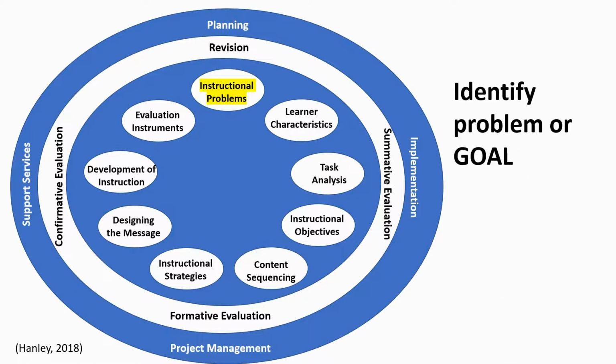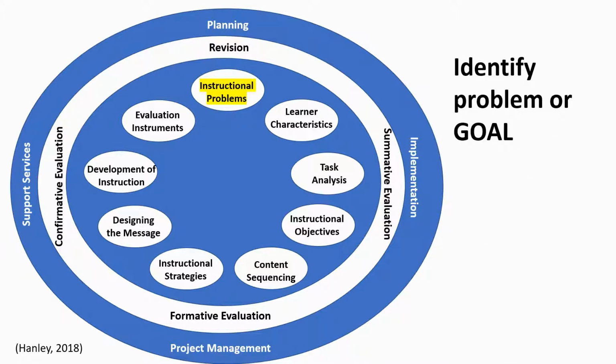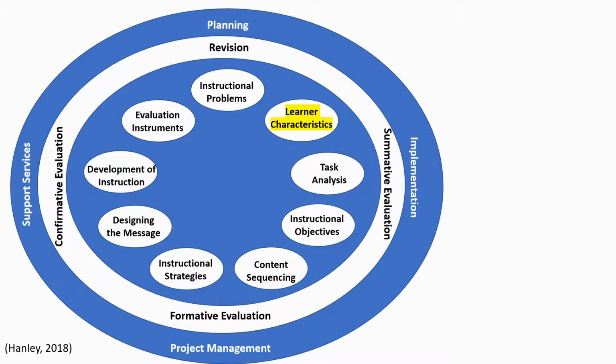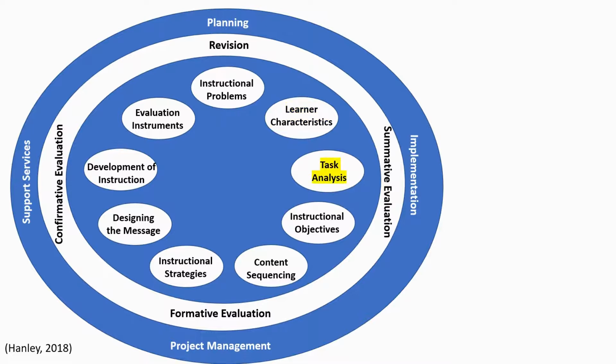Instructional problems. We normally refer to this as identifying a problem or a goal, and more so in education, we try to focus on the goals. So we often refer to these as the learning outcomes. Learner characteristics. This is the basic understanding of your learner. Includes age, learning style, and prior knowledge.